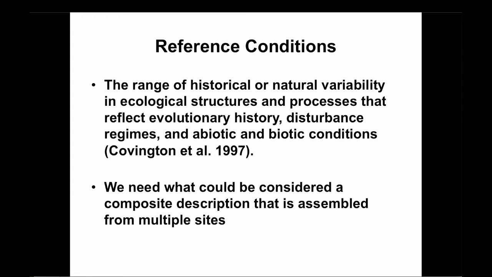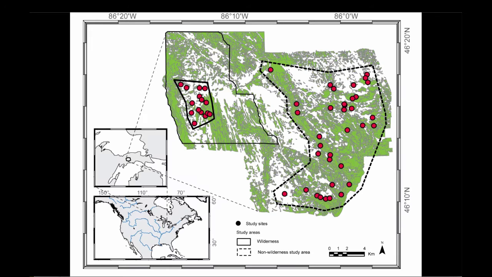So what we need to do is to think about our reference conditions as a composite description that is assembled from a variety of different sites that represent a range of different conditions of that natural state. So let's go back to the example from the UP of Michigan and our work to restore mixed pine forests. What you see here is the network of study sites that we use to develop reference conditions for mixed pine forests at the Seney National Wildlife Refuge, about a 100 square mile area in the eastern half of the Upper Peninsula of Michigan. And as you can see, we didn't just rely on one single site.